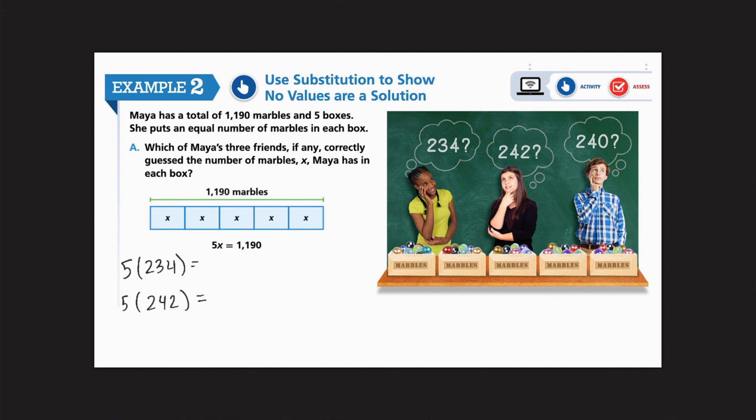That's the second girl's choice. And then finally, that last one, 5 times 240. That's the last choice. Let's see if any of those are true.